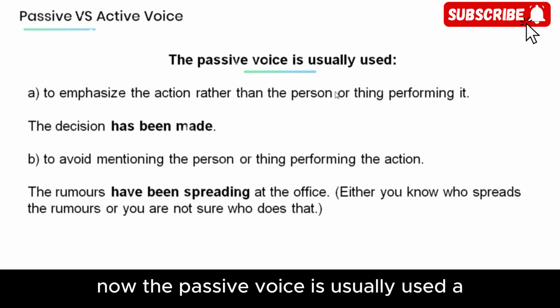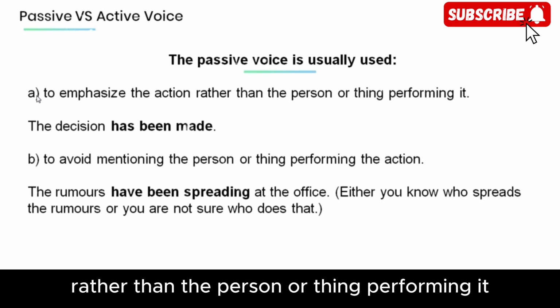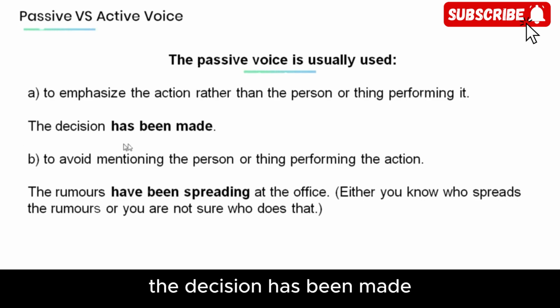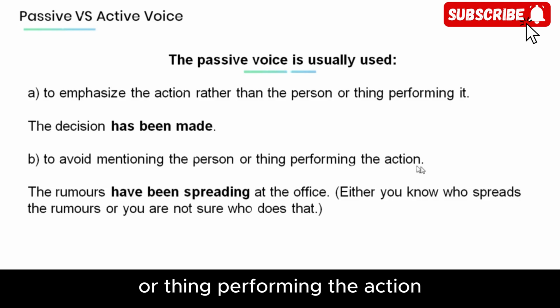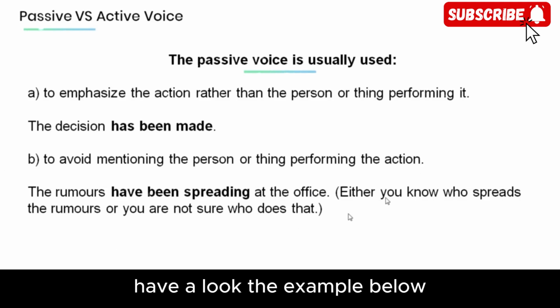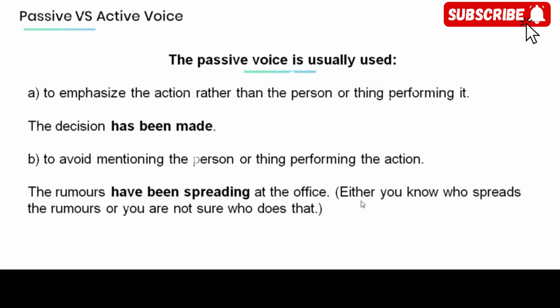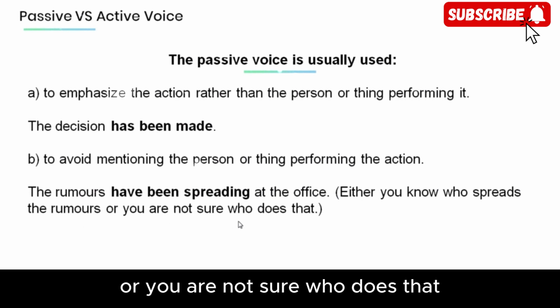Now, the passive voice is usually used A, to emphasize the action rather than the person or thing performing it. Have a look at the example over here. The decision has been made. B, to avoid mentioning the person or thing performing the action. Have a look at the example below. The rumors have been spreading at the office. Now, in this sentence, either you know who spread the rumors or you are not sure who does that.